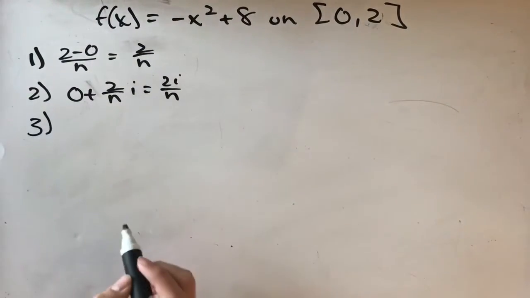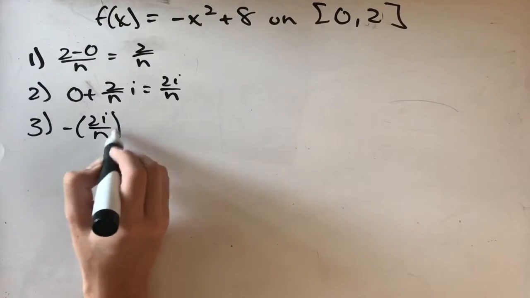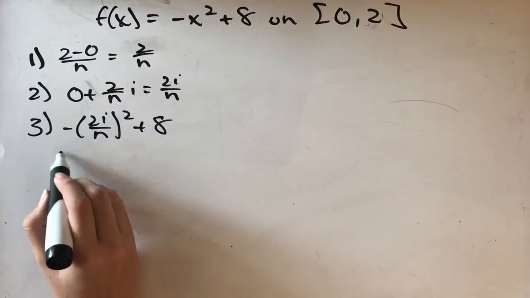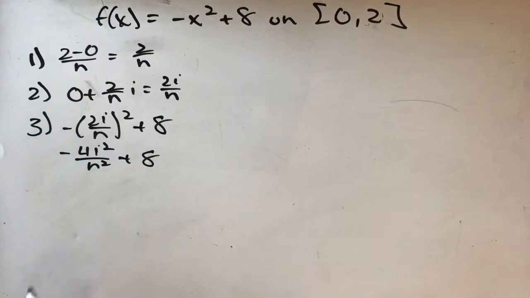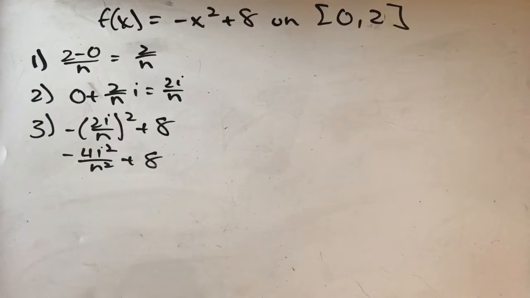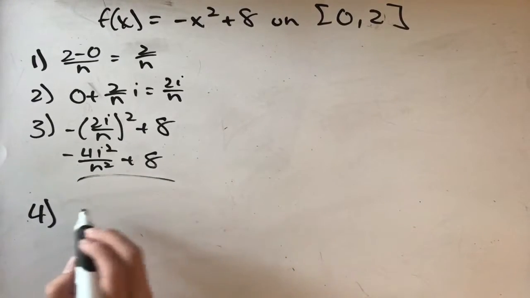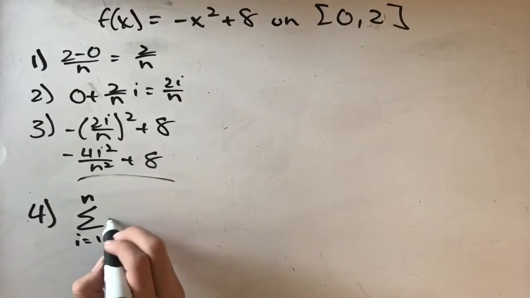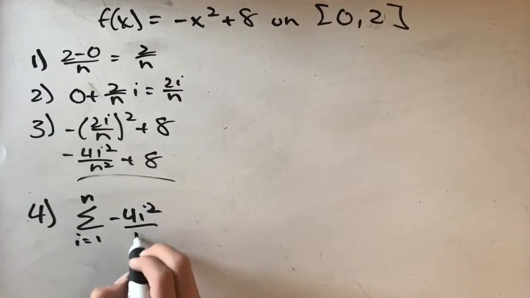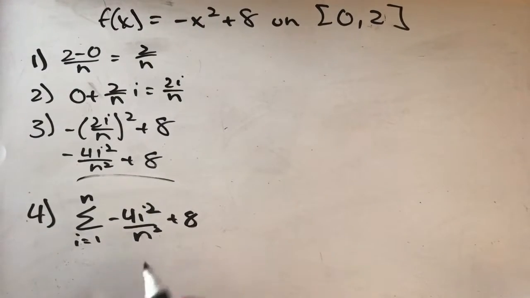Step 3 would be to plug it back into the function, so it would be negative 2i over n squared plus 8, which is equal to negative 4i squared over n squared plus 8. So what we want to do from here is to take the summation of what we got in step 3. So what that would look like is this. From here, we want to split the summation into 2 because we can't take the summation of the whole thing.